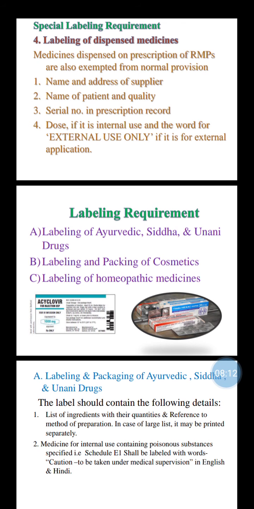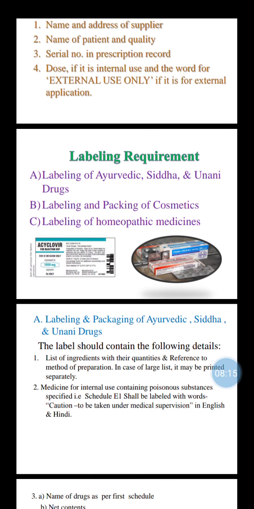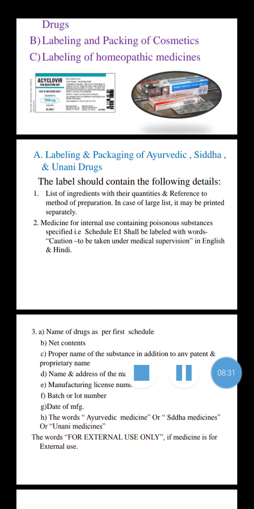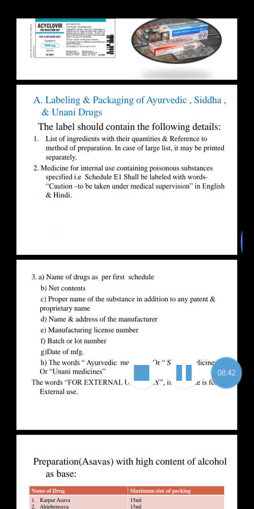The labeling requirements of Ayurvedic, Siddha or Unani drugs, labeling and packing of cosmetics, labeling of homeopathic medicine. You see about labeling and packing of Ayurvedic, Siddha and Unani drugs. In that you see the labeling requirement: list of ingredients with their quantity, reference to the method of preparation. In case of a large list, it may be printed separately. For medicine for internal use, you write the caution for use under medical supervision in English or Hindi language.